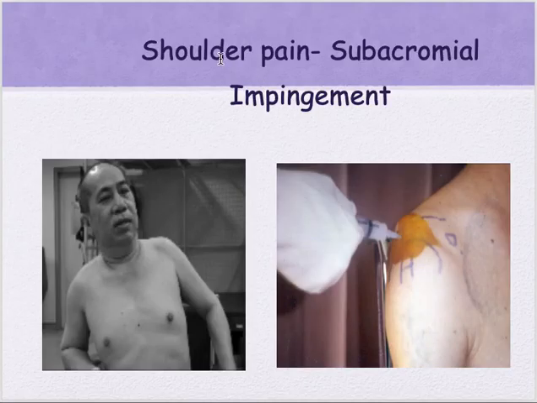And also, okay, one of the causes of the shoulder pain is subacromial impingement. Of course, then we will treat it as impingement.